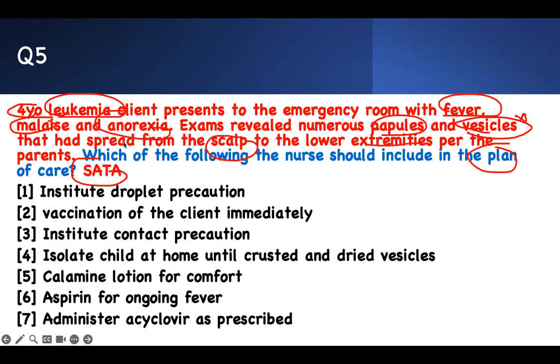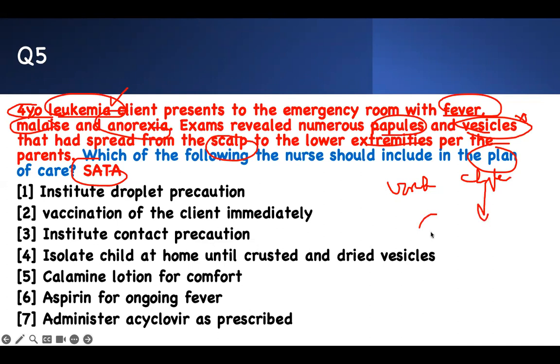Bring in your content. I have an immunocompromised patient, a leukemia patient. He has fever, malaise, anorexia. But what is the problem? I see vesicles spreading so quickly from the head down. I know this patient has varicella infection, chickenpox, right? Chickenpox, you've got to act fast.